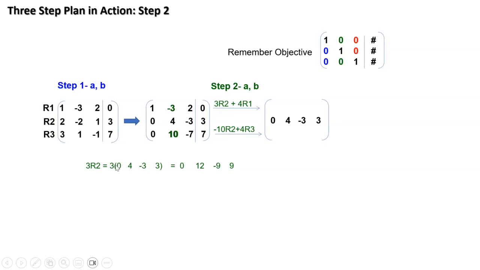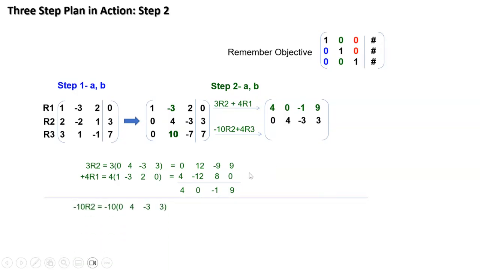3 times 0 will give us 0. 3 times 4 will give us 12. 3 times negative 3 will give us negative 9. And 3 times 3 will give us 9. Now, 4 times 1 will give us 4. 4 times negative 3 will give us negative 12. 4 times 2 will give us 8. And 4 times 0 will give us 0. Now, we add them. So it's 4, 0, negative 1, 9. So that's my new row 1.